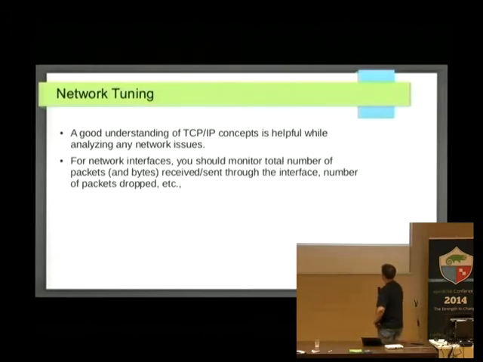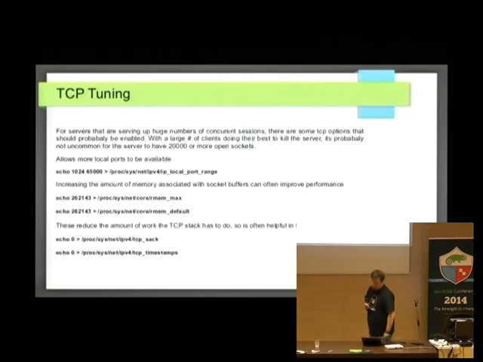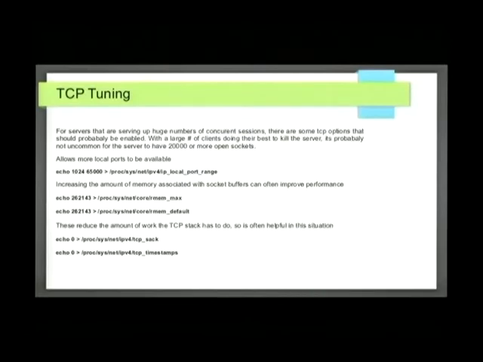Okay, about network tuning. A good understanding of TCP/IP concepts is helpful while analyzing any network issues. For network interfaces, you should monitor the total number of packets received and sent through the interfaces, the number of dropped packets, and so on. In the company where I work, we recently, I think 1 or maybe 2 months ago, bought Oracle Exadata and Cisco UCS servers. Oracle Exadata is for storing information like a data warehouse, and Cisco with 8 UCS blades is for virtualization.